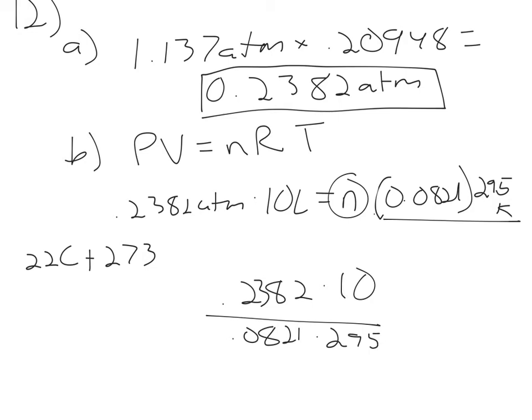Let's do that. So 0.2382 times 10 divided by 0.0821 divided by 295 in the calculator. The calculator is telling me I should have 0.09835. I'll just round that to 0.098 moles of oxygen. That should be 12B. Going on to 13.